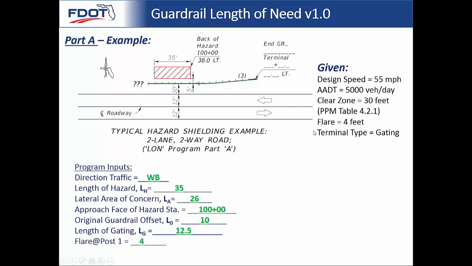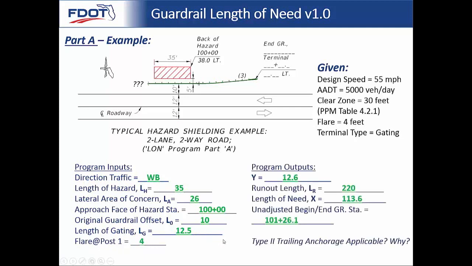Flare at post 1. Okay, we've given our flare value. Our flare equals 4 feet. That's the maximum allowable by the index. That's pretty common. And so we just went ahead and put in 4, and the program can take care of the rest.